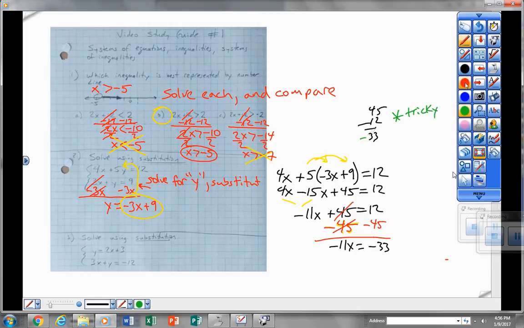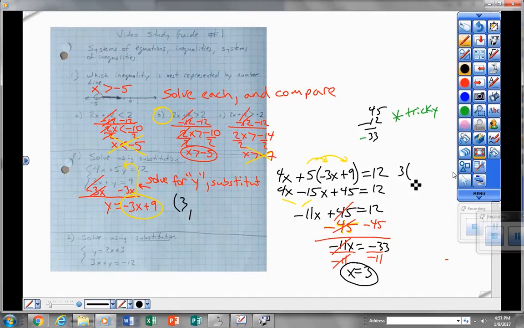Next step here, the opposite of multiplying by -11 is dividing by -11. It cancels away and gives me positive 3. So after all that, I get a nice, neat whole number. Take that 3, which is x, and replace it into either of those equations to solve for y. I believe that bottom one is probably going to be the easiest one.